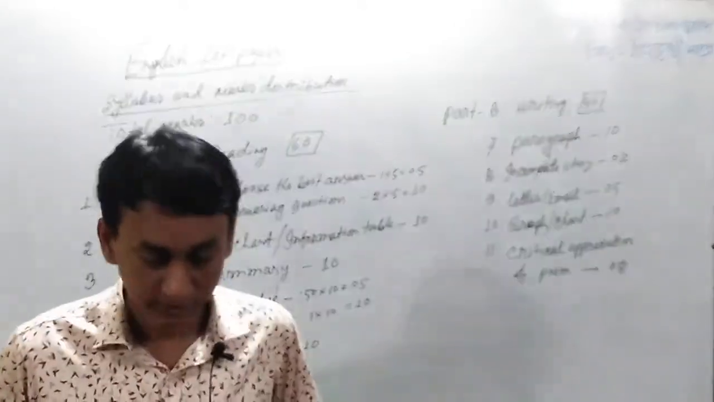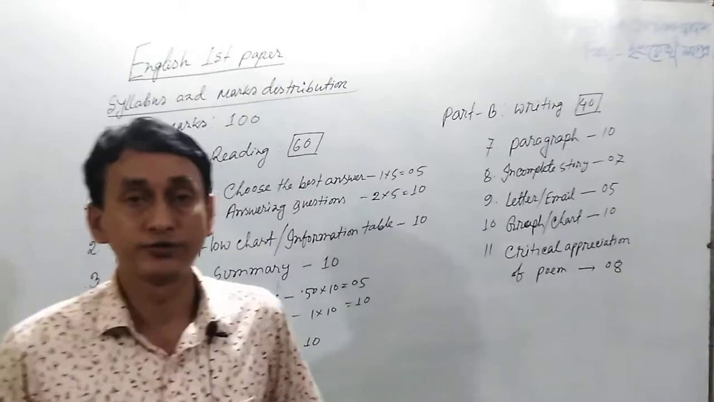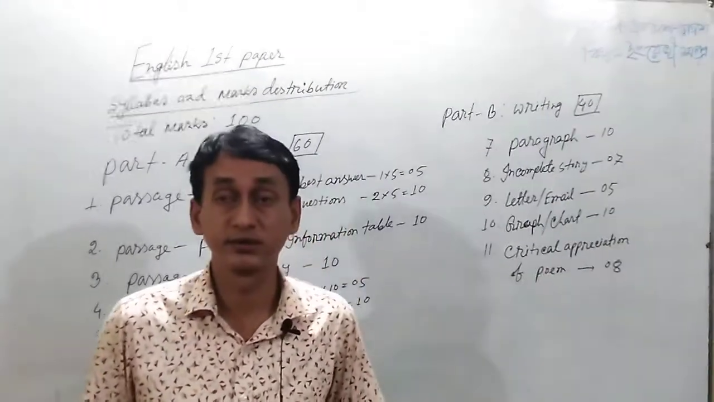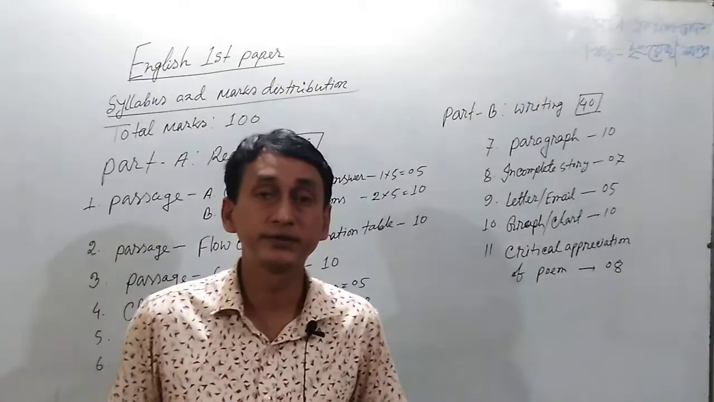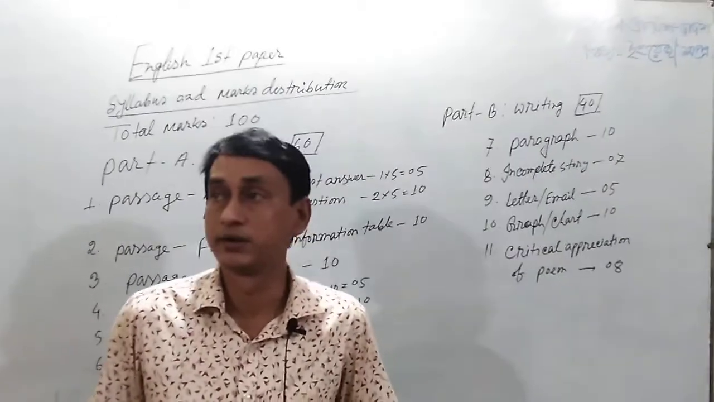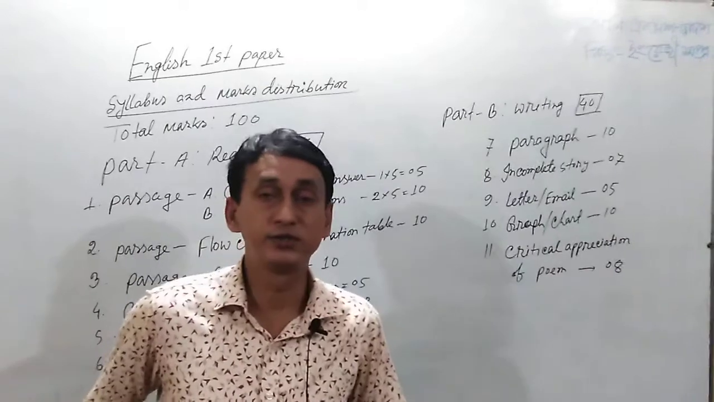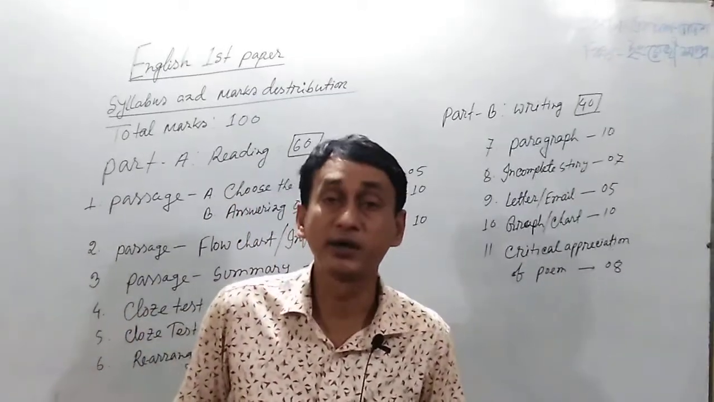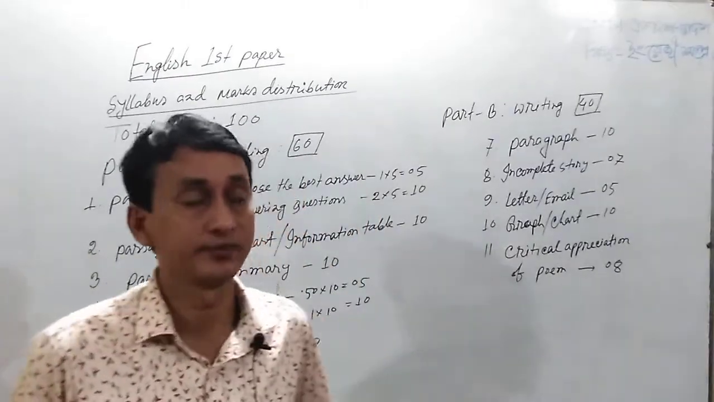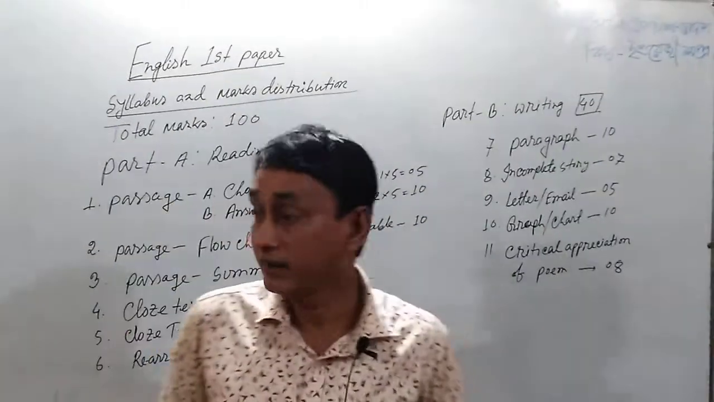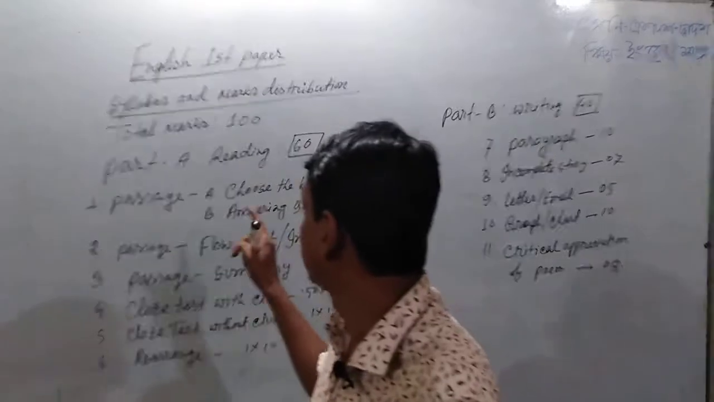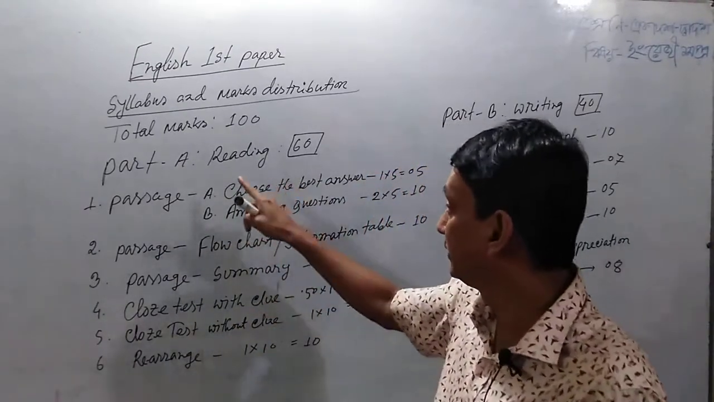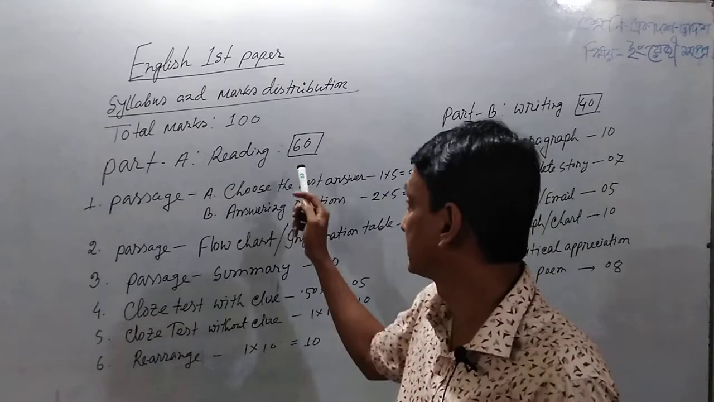Dear students, in your first paper syllabus, the total marks are 100, and this mark is divided into two parts, Part A and Part B. Part A is the reading part, and in this part the total marks are 60.